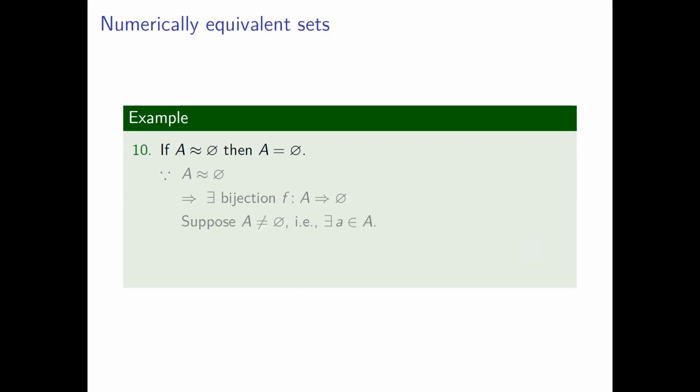For the sake of a contradiction, suppose that A is non-empty. That is, suppose that there exists an object small a in the set A. Then the image F of small a is an element of the empty set, which implies that there is an object B which is an element of the empty set. This is clearly a contradiction. Therefore, the set A must be empty, as claimed.